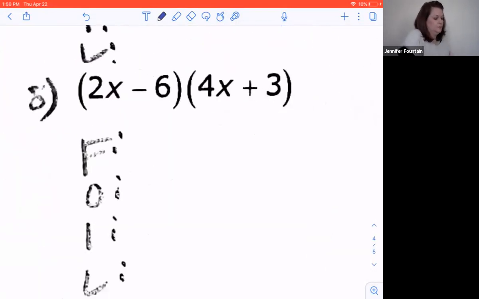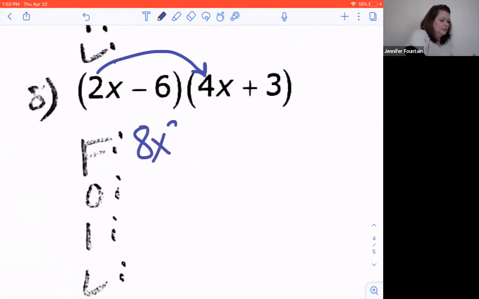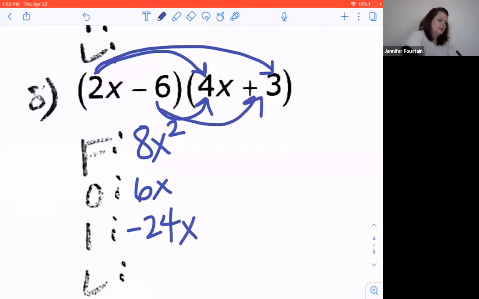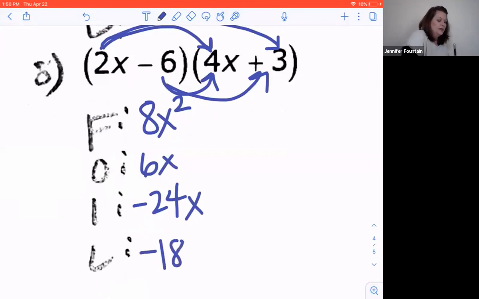Last one. 2x minus 6 times 4x plus 3. First, 2x times 4x is 8x squared. Outer, 2x times 3. 2 times 3 is 6, so 2x times 3 is 6x. Inner, -6 times 4x. -6 times 4 is -24, so -6 times 4x is -24x. And then last, -6 times +3 will be -18.